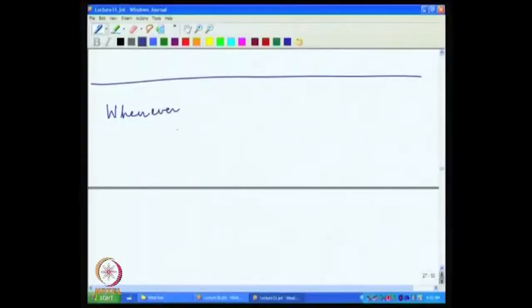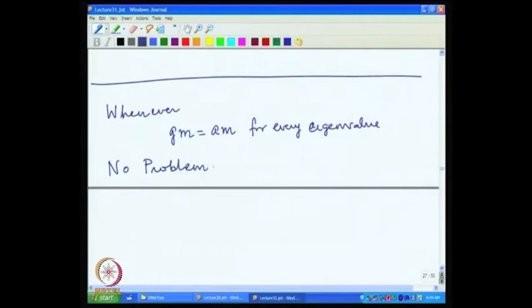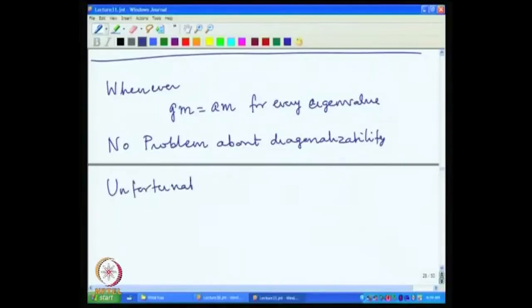But the moment we have a shortage of eigenvectors, that is if the geometric multiplicity becomes smaller than the algebraic multiplicity, we have problems. So whenever GM is equal to AM for every eigenvalue, this is the main moral of our discussion. Whenever GM equals AM for every eigenvalue, no problem about diagonalizability. But unfortunately, this does not take place always. That is, there are matrices for which GM will not be equal to AM.